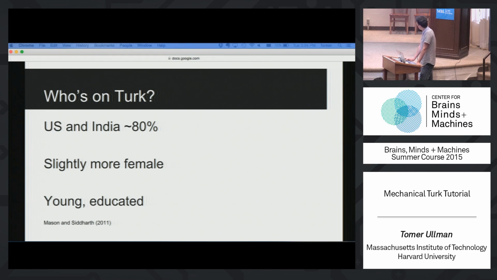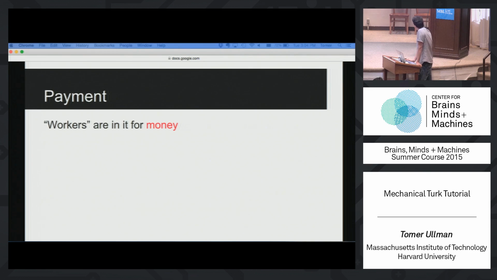In general, you might want to look at something like Mason and Siddharth were looking at these sort of things. I can send you the links later. I was talking a little bit about payments. There's been a whole lot of studies querying the Amazon Mechanical Turk pool. Who are you? What's your education? Why are you doing this? And they ask why are you doing this in various ways.